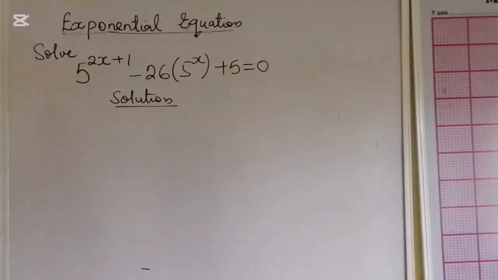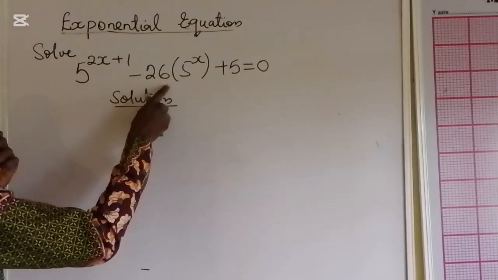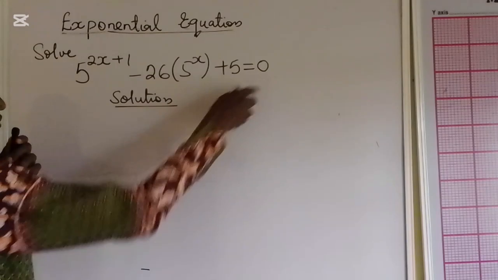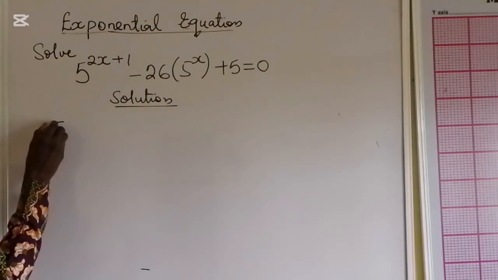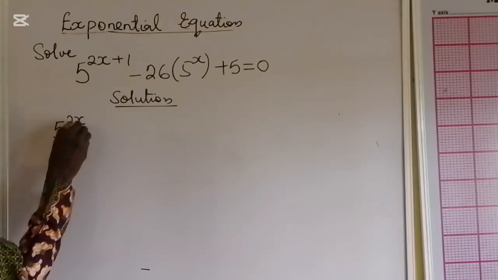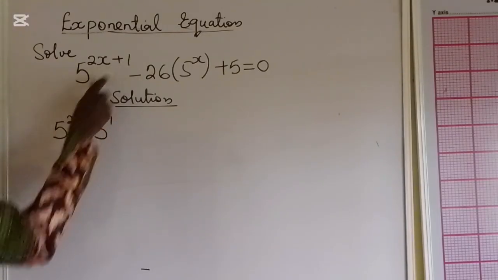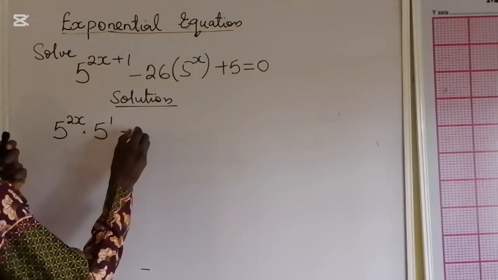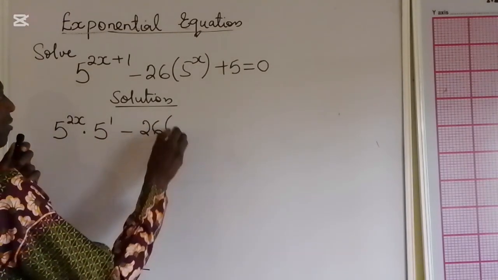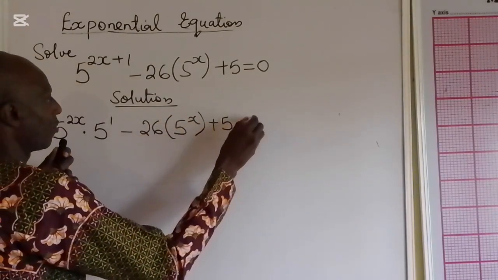Now, let's solve this exponential equation. If you have to solve 5 raised to the power 2x plus 1 minus 26 into 5 raised to the power x plus 5 is equal to 0. Solve this equation. So I want to bring it down like this. Here is 5 raised to the power 2x times 5 raised to the power 1. As long as you have plus here, it means that it's multiplication of indices. Now, minus 26 into 5 raised to the power x plus 5 is equal to 0.